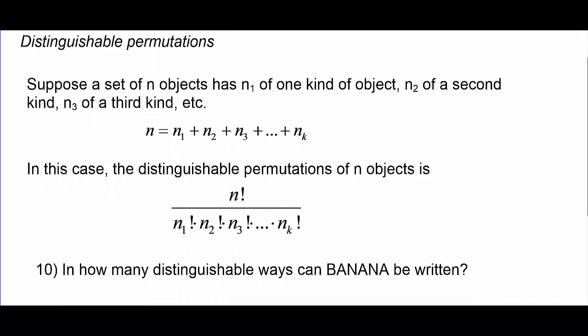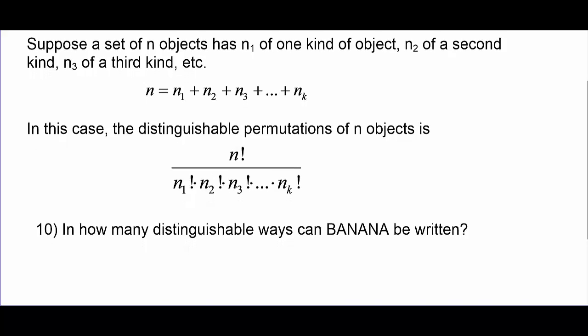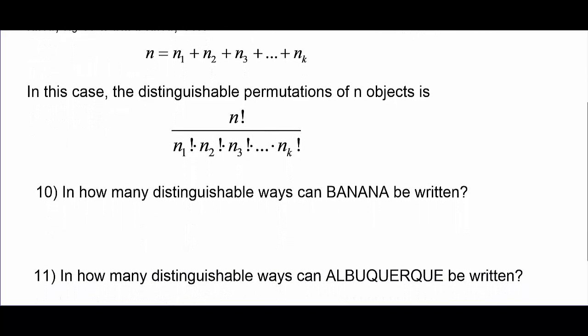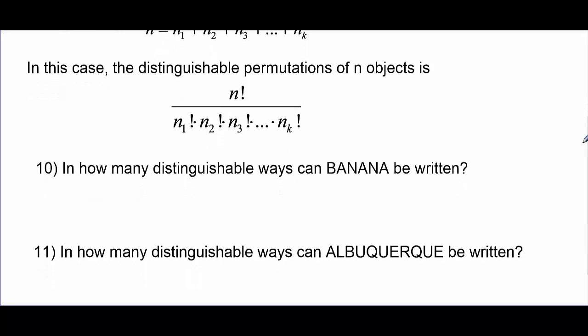Okay, a slightly different topic, distinguishable permutations. Suppose that a set of n objects has n1 of one kind of object, n2 of a second, n3 of a third, and so on. So the total number is what you get if you add all these together. In this case, for the distinguishable permutations, you can see the formula there. You take the total number of objects and then divide it by the factorials of the ones that repeat.